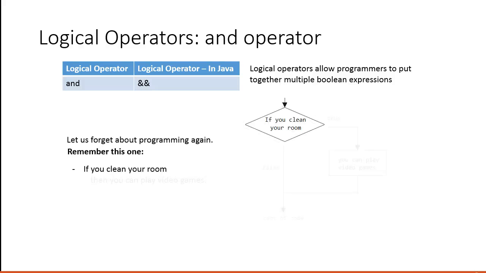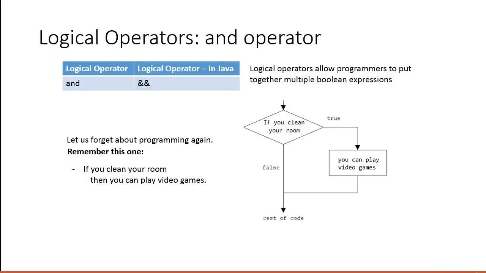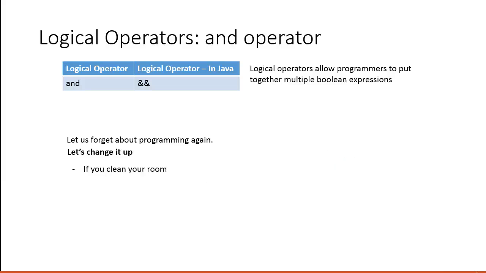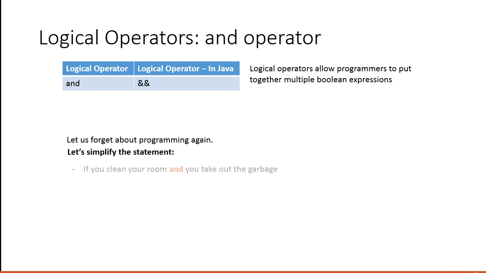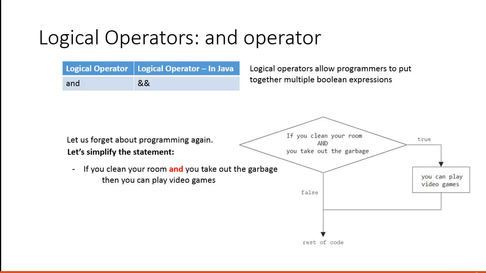Remember this one? If you clean your room, then you can play video games. Well, what if I say, if you clean your room, then if you take out the garbage, then you can play video games. So notice there's two things that have to be true now in order for you to play video games. So notice, this first one has to be true, and then I check this, and the second one has to be true. If either of those fail, you don't get to play video games. Well, I could write this as, if you clean your room and you take out the garbage, then you can play video games. So I could write it in one conditional check, right?